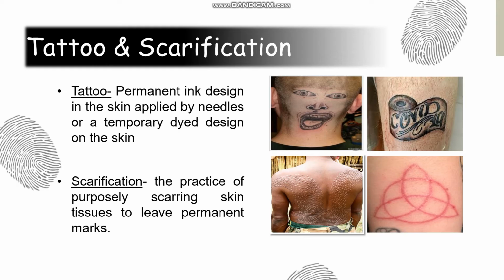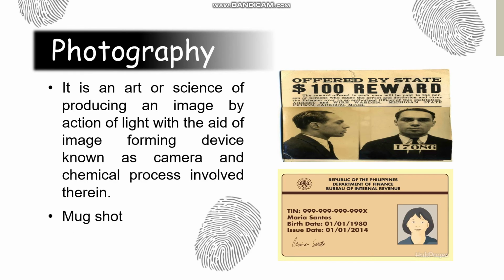One method, again, of personal identification is through their tattoo, yung mark sa kanilang katawan, and the scarification or yung scars sa kanilang katawan. Okay, next, the photography. Isa rin sa gamit na method na makakatulong para ma-identify natin yung tao. Diba? Ma-identify natin yung isang tao. It is an art or science of producing an image by the action of light with the aid of the camera and the chemical process involved therein.